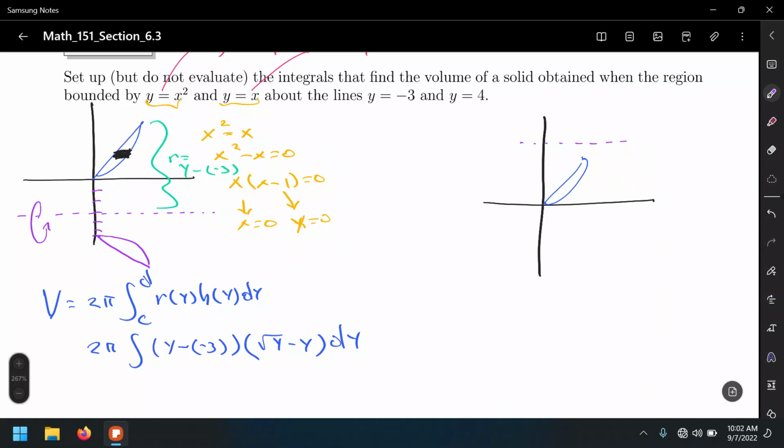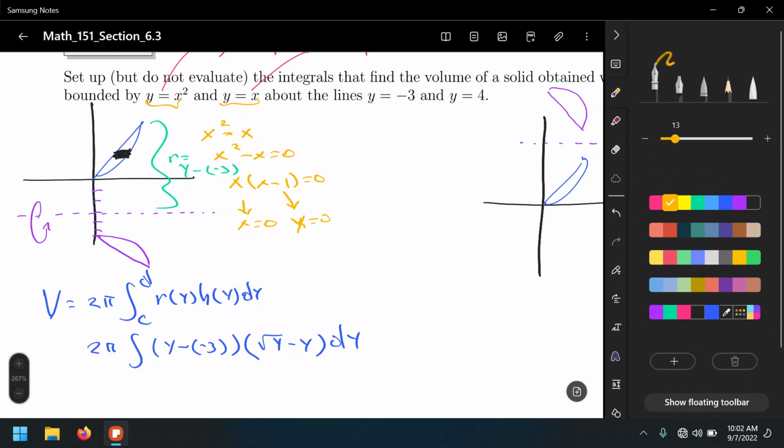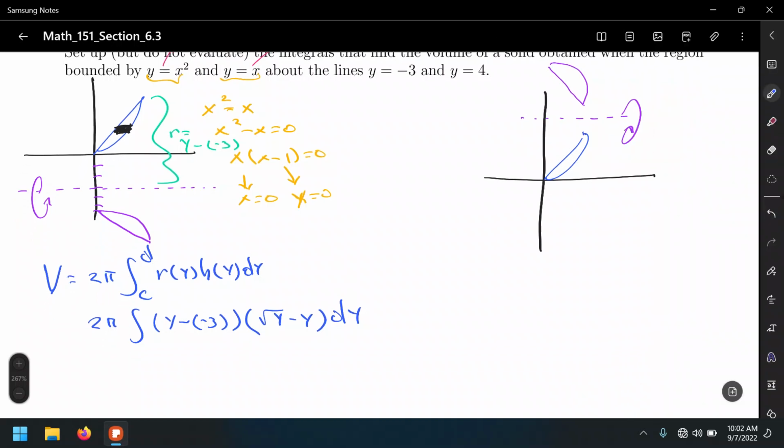So let me redraw the picture so you can see exactly what we are expecting to see. In a way it's going to be a solid like that. All right, in this case, now what do we have? So let's write down the formula for the shell method so we can describe how we're going to set up. Volume equals 2 pi integral c to d of r of y, that's the radius, times h of y, that's the height, with respect to y.